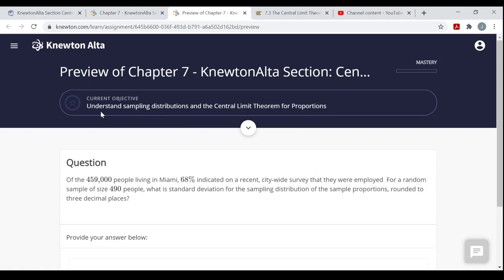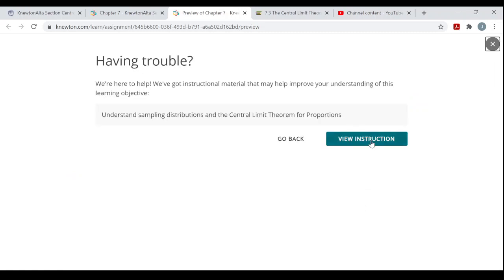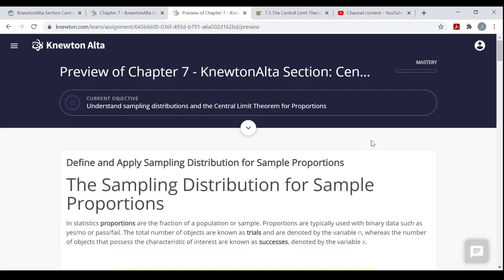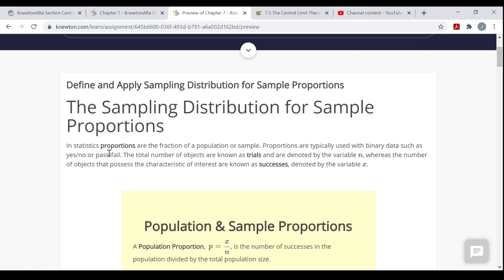Right, so this first objective, and there are 5 of the objectives in this, but you'll see 2 of the objectives are just the same as 2 other ones, but with a calculator. So I'm just going to show you how to do the calculator right from the get-go. So understand sampling distributions and the central limit theorem for proportions. All right, so first time I'm seeing this, I'm going to go to more instruction, view instruction. Okay, so some definitions here.